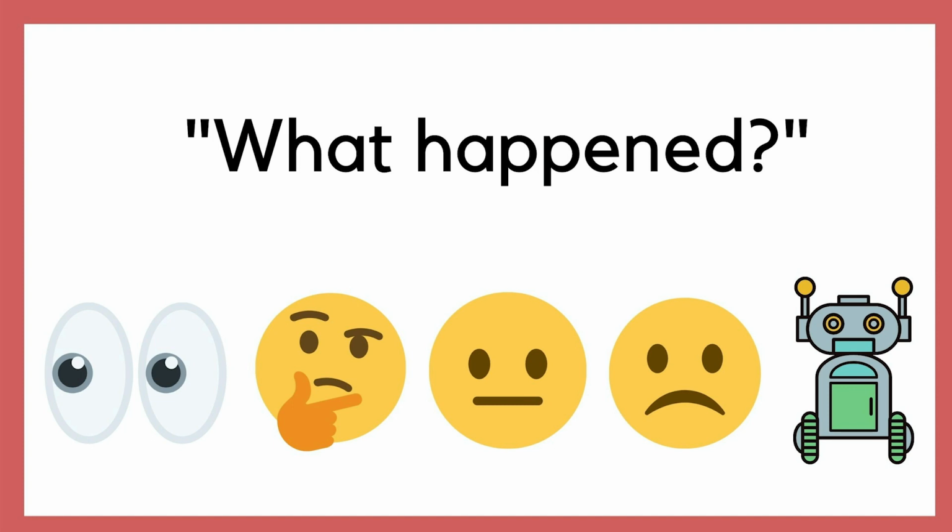But you can say these two words in a lot of different ways. For example, scared. What happened? Questioning. What happened? Getting angry. What happened? Sadly. What happened? Or robotically. What happened? As you can hear, the tone of my voice changes when the underlying emotion changes.